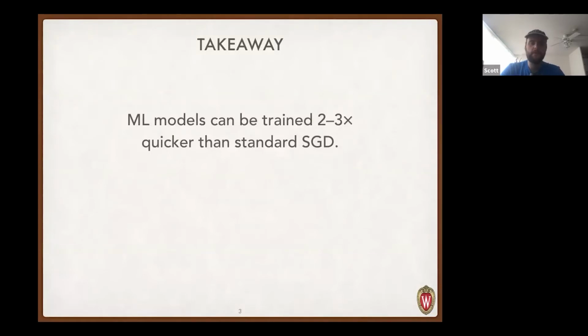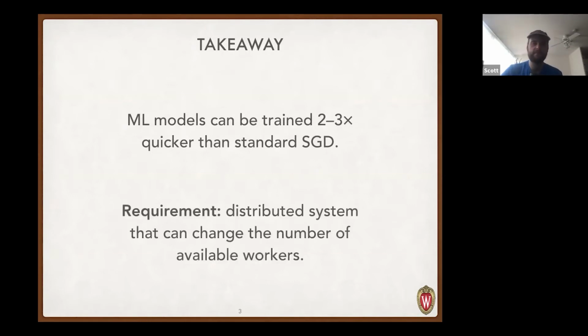Okay. So if you fall asleep for the next 20 minutes, there's a couple takeaways. The first takeaway is that other people have developed a method to train machine learning models 2 or 3 times quicker than standard SGD. Standard SGD is, I'm sure, what the data scientists are using. This is not a free lunch. The requirement is that there be a variable number of workers so that the number of workers can change throughout the optimization. If you have all those workers available initially, then I'm not really seeing the benefit of my method. So the takeaway is that you need a distributed system like Dask to change the number of workers.